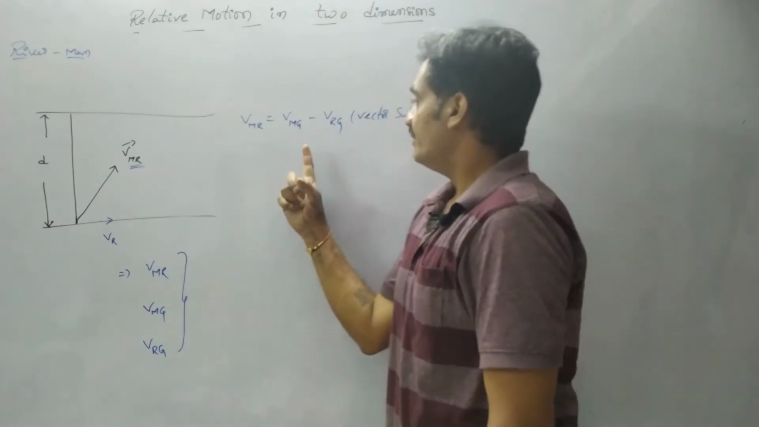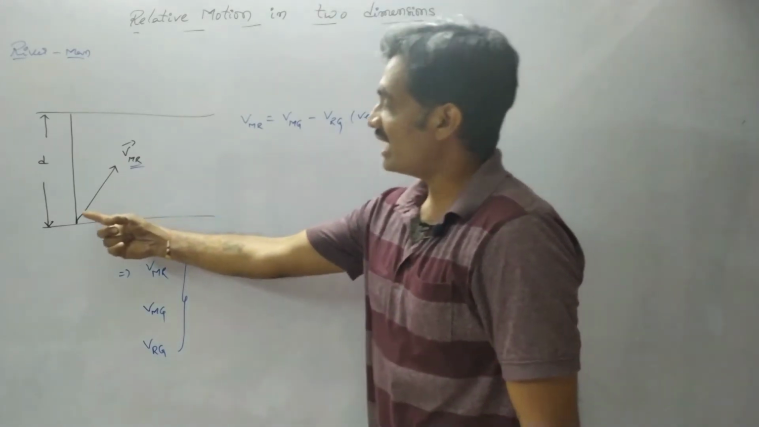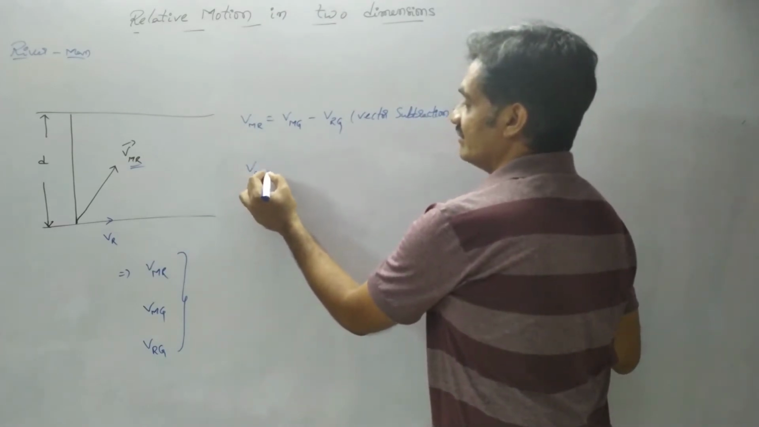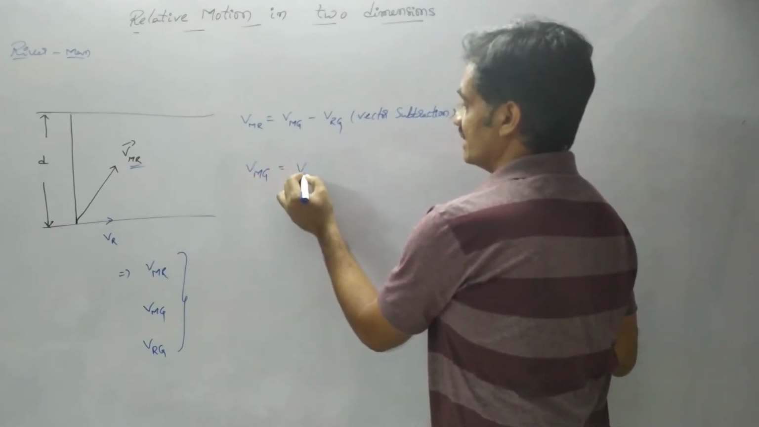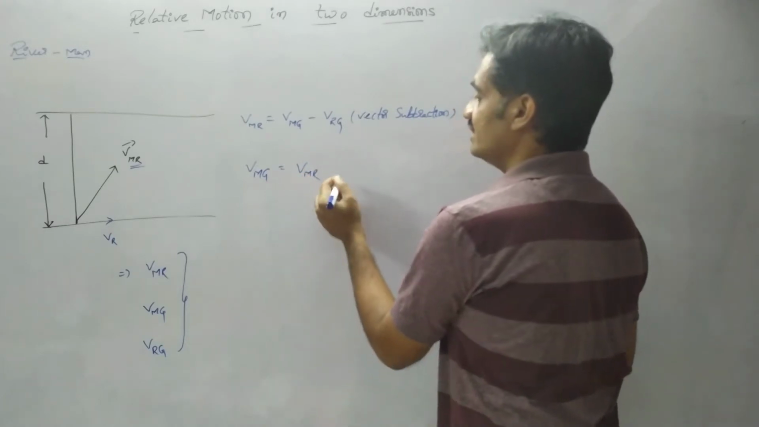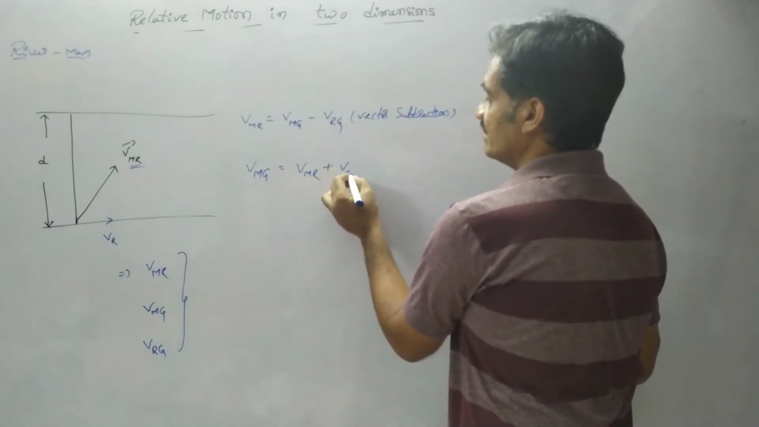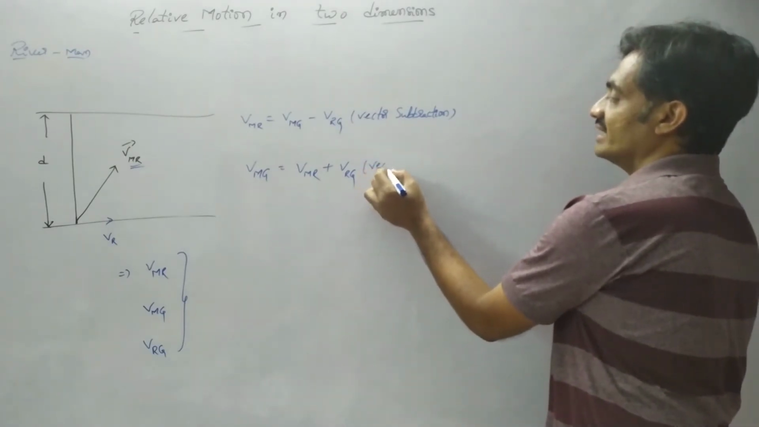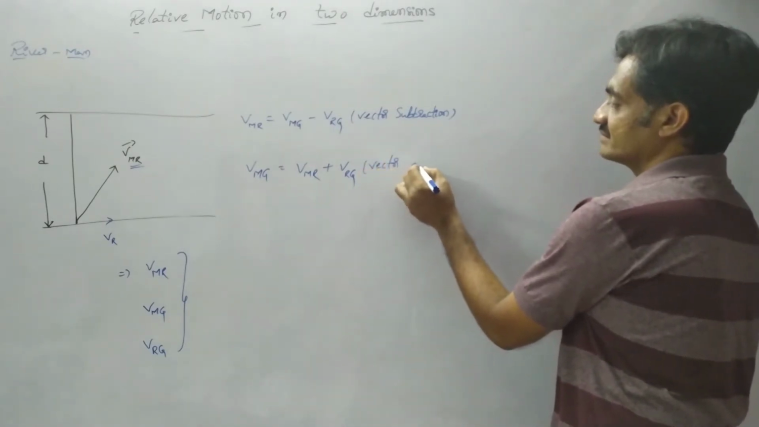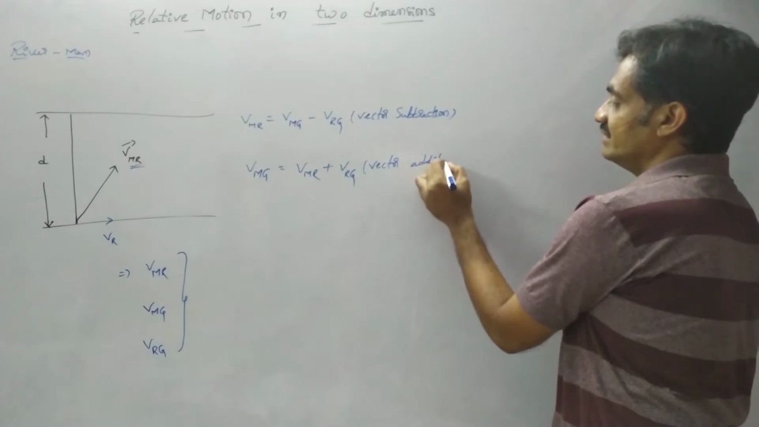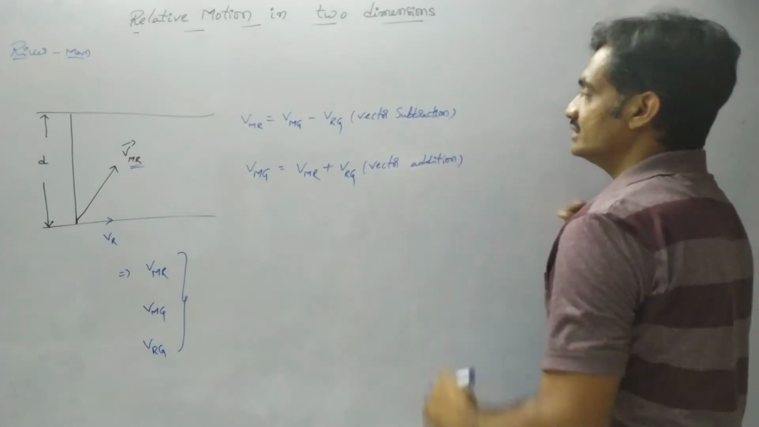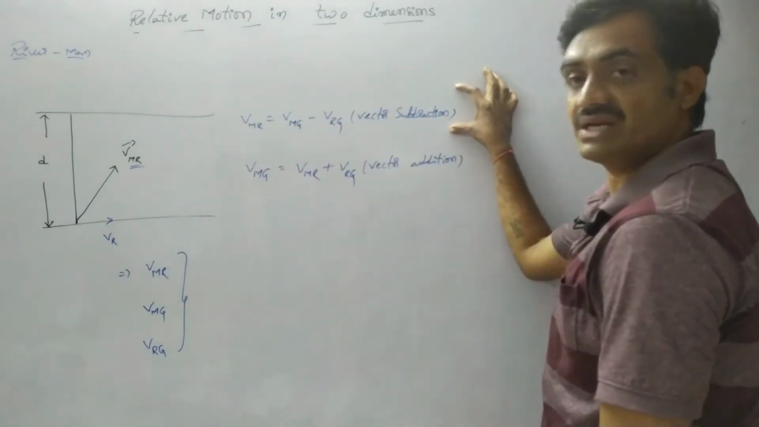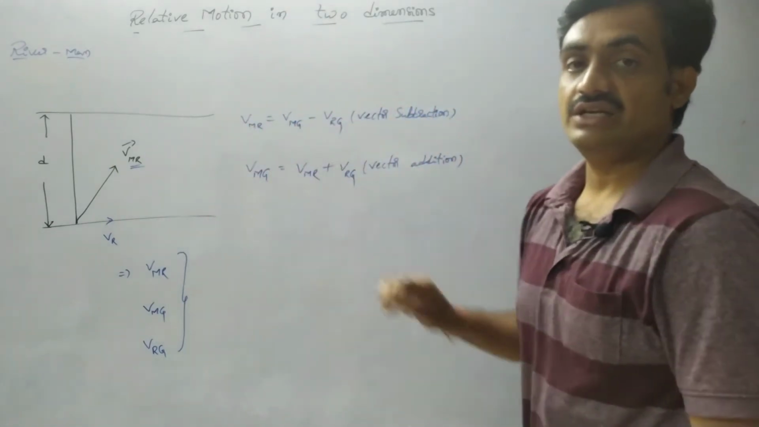Now observe this: if we have to represent the velocity of the man with respect to ground, then we can represent it as velocity of the man with respect to ground equals velocity of the man with respect to river plus velocity of the river with respect to ground. Here it represents a vector addition. So in the river and man case, either we can consider vector subtraction or vector addition.